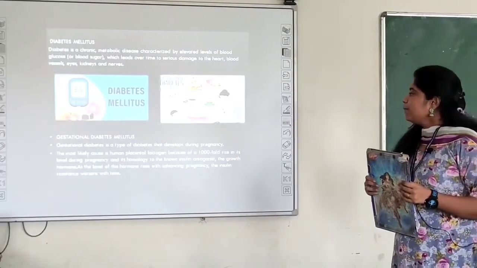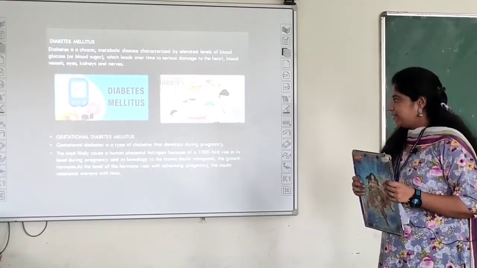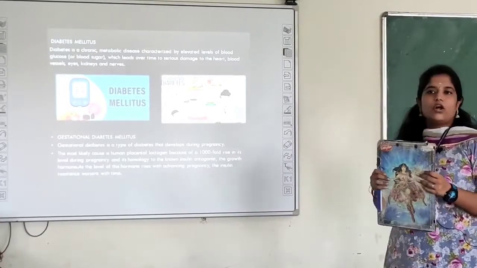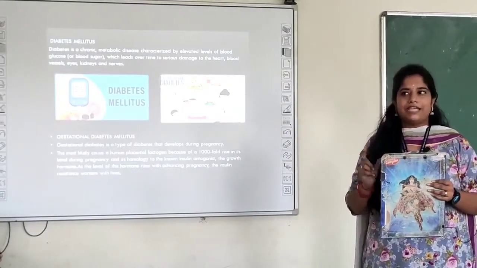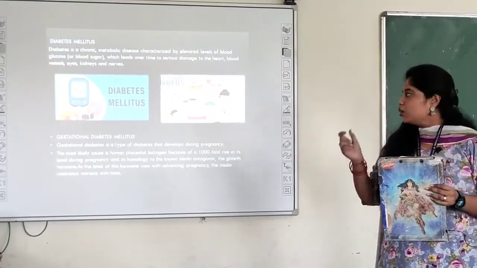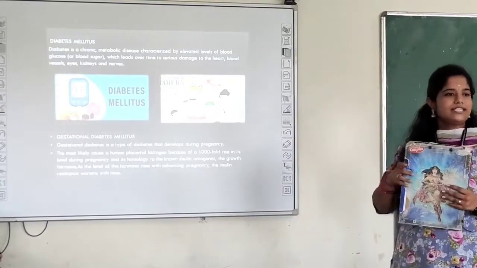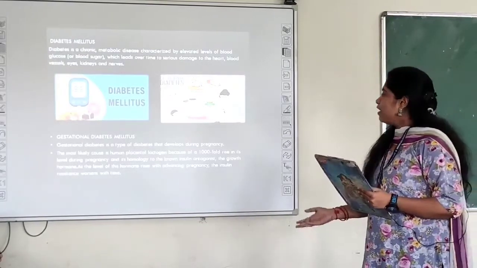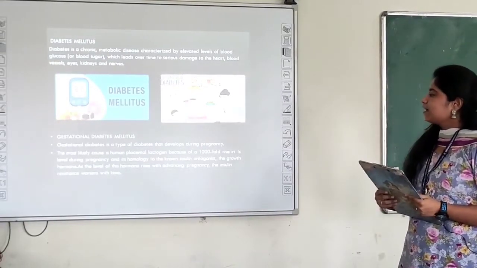The human placental lactogen, HPL, has a 1000-fold rise in its level during pregnancy and its homology to the known insulin antagonist, the growth hormone. We all know the placenta secretes hormones during pregnancy, and HPL is a major hormone and it is homologous with the insulin antagonist, growth hormone. Because of this homology with the growth hormone, insulin resistance is more, so the pregnant woman will be affected by diabetes. As the level of this hormone rises with advancing pregnancy, the insulin resistance worsens with time.